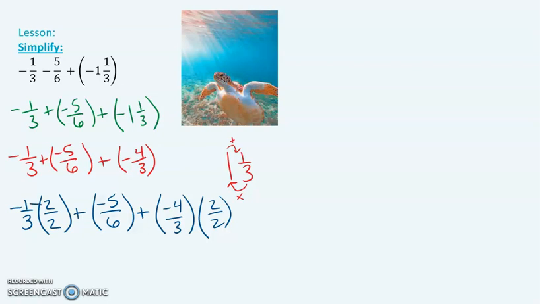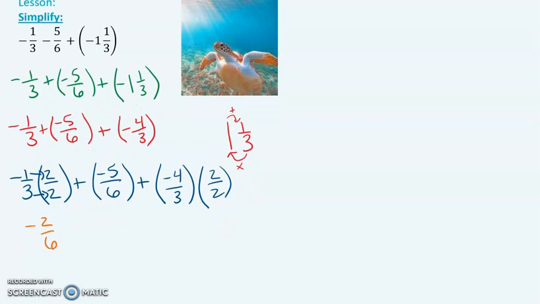So negative 1/3 times 2 over 2 is going to give me negative 2/6. I actually want to use a different color pen. Negative 2/6. And that negative 5/6 is going to stay the same. Plus negative 4 over 3 times 2 over 2 is going to give me negative 8 over 6.